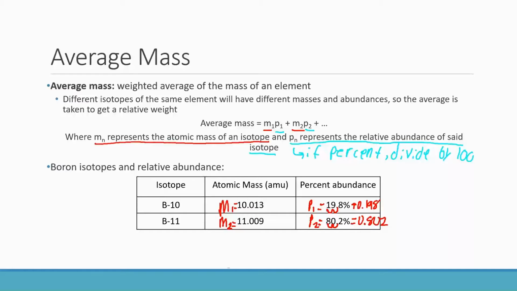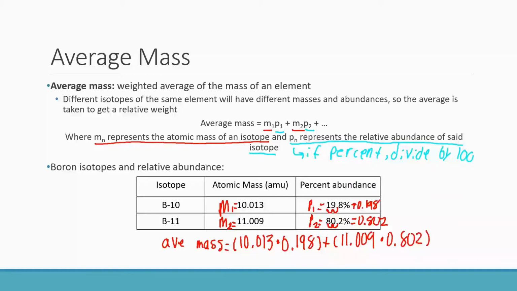Okay, so now I have every single one of my variables, so I can calculate average mass. Average mass is equal to m1, which is 10.013, times its percent abundance, which is 0.198, plus m2 p2. So this is going to be 11.009 times 0.802. You do the math, and you end up with an average mass of 10.81 atomic mass units.